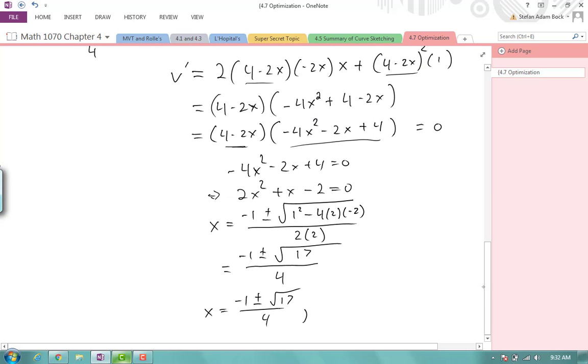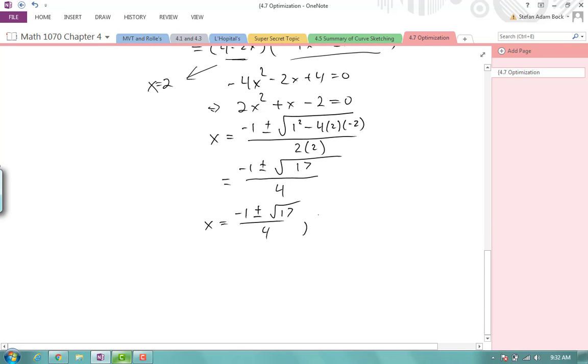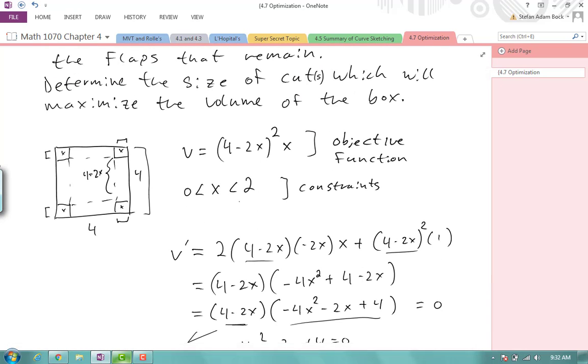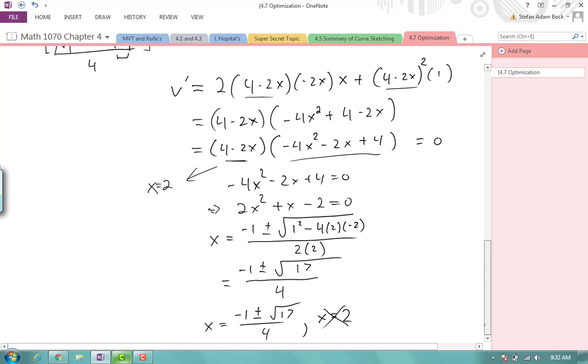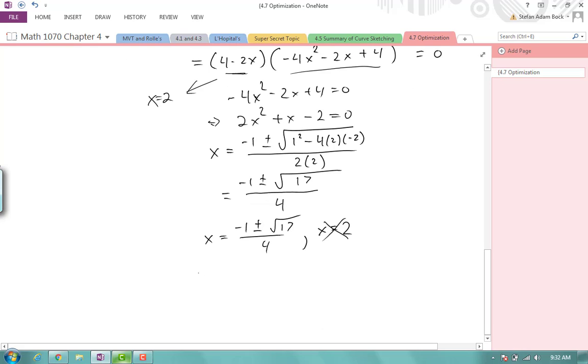And what did I have for my other factor here? If 4 minus 2x is equal to 0, that means 2x is equal to 4, or x is equal to 2. But I actually don't want x equals 2 because that was at the very end of my domain. If I included x equal to 2, I would not have a box at all. And that's silly. So let's look at my other solutions.